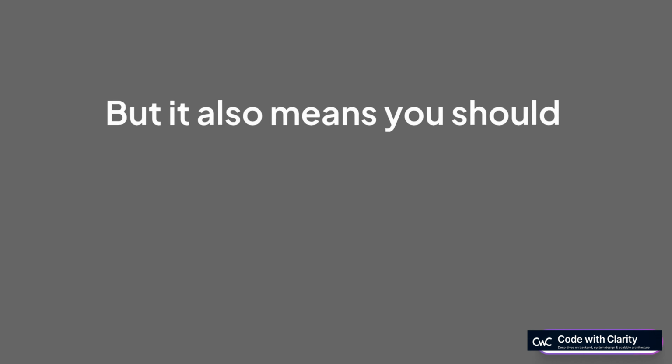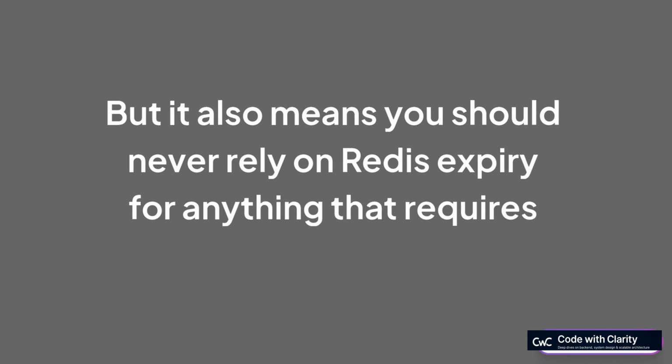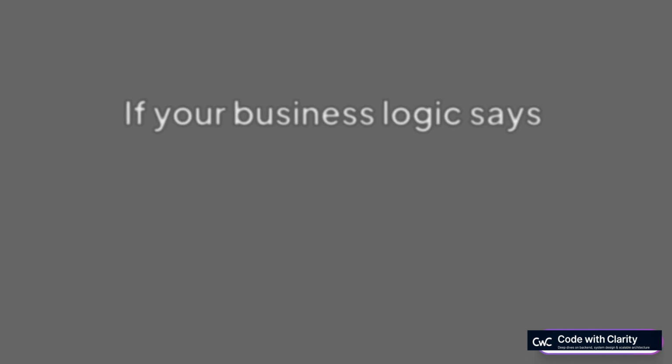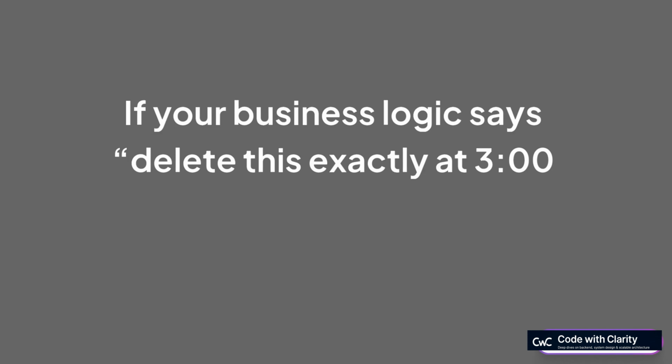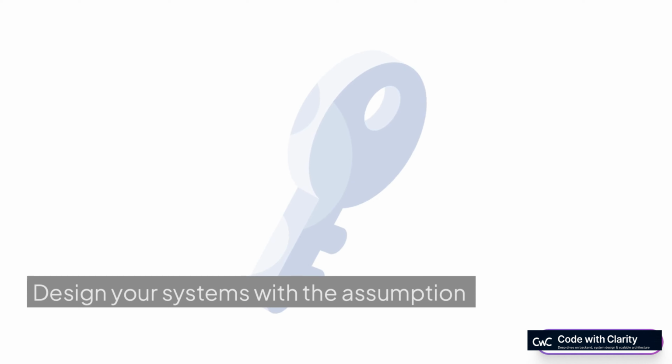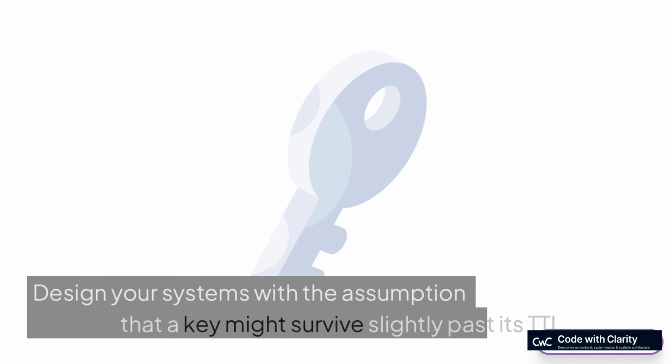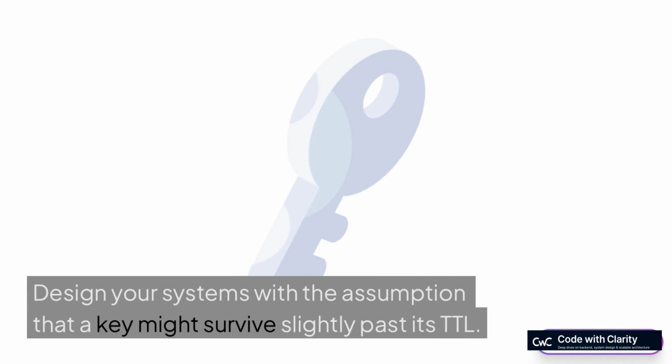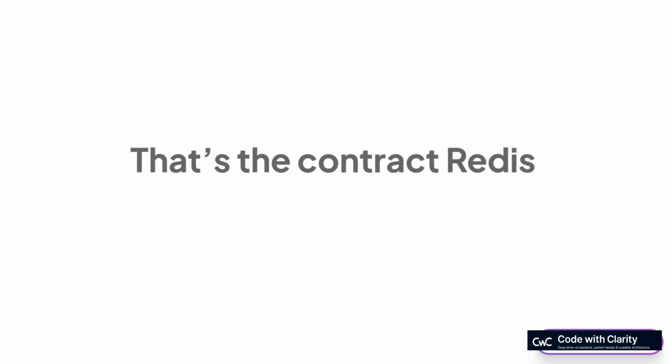But it also means you should never rely on Redis expiry for anything that requires precise timing. If your business logic says, delete this exactly at 3 p.m., Redis is the wrong tool for that job. Design your systems with the assumption that a key might survive slightly past its TTL. That's the contract Redis gives you.